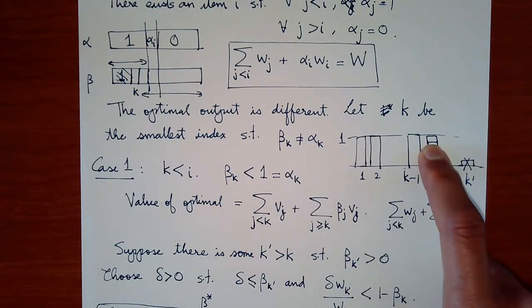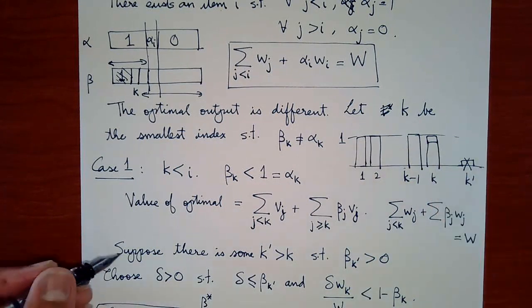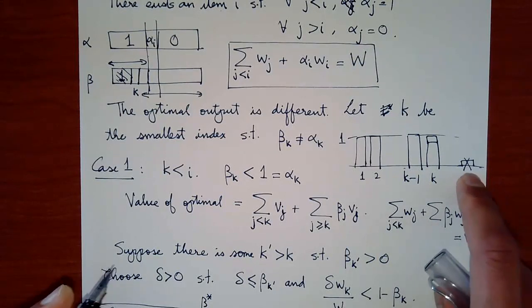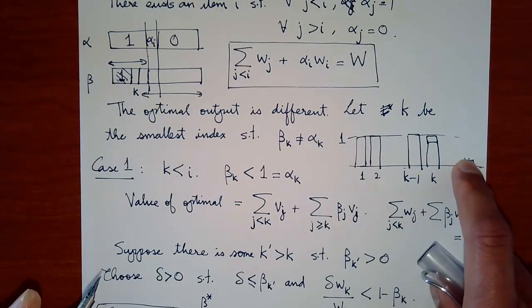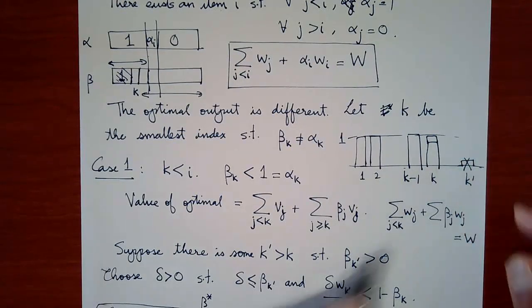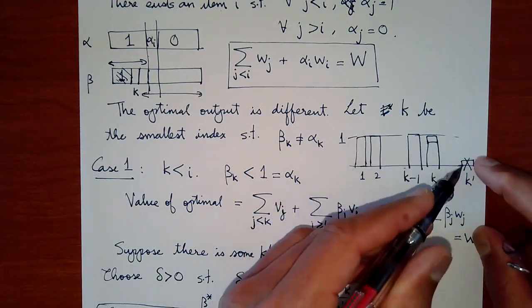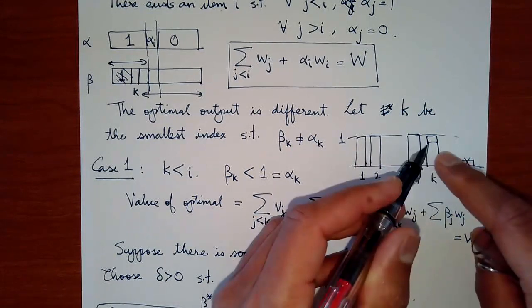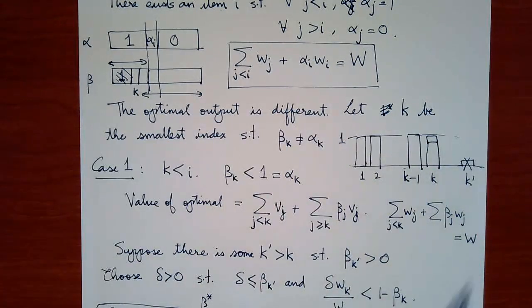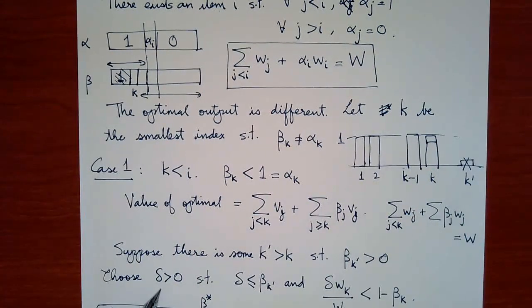Now what does that mean? Now again, there's actually another case within this. Maybe there is a k prime which has something more. So what we're going to do is replace. We're going to say, let's take away something from this item and put it into this kth item and show that the value can be increased. Okay, so how much are we going to take away? We're going to take away delta.